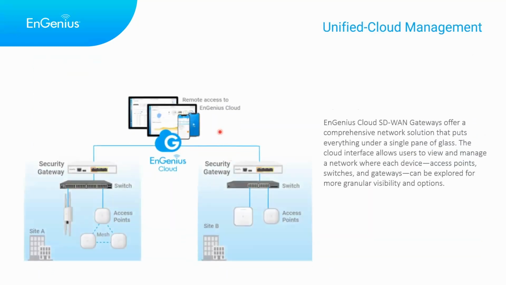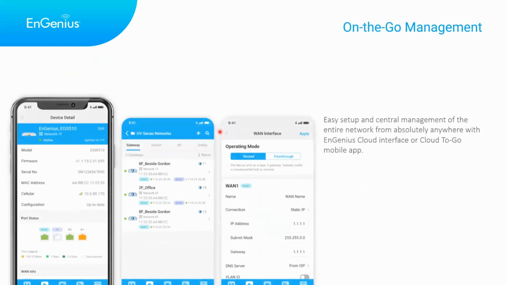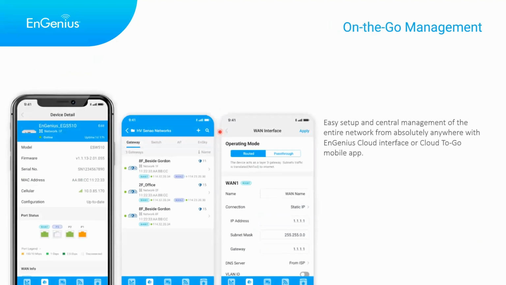So the SD-WAN gateways of Engenius, as a recap, it's managed on the cloud, so you can access it anywhere. It can interlink with the rest of our systems, our access points and our switches as well. And if you need to access it on the go, we have the Engenius Cloud to Go app.